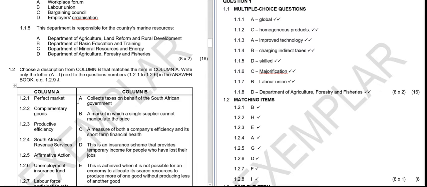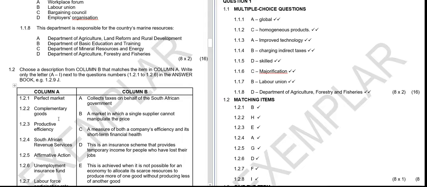So the most appropriate description that matches perfect market is B, a market in which a single supplier cannot manipulate the price. Remember, we are saying they are price takers, so they cannot whatsoever manipulate the price. So that makes B the perfect match that we have for 1.2.1.